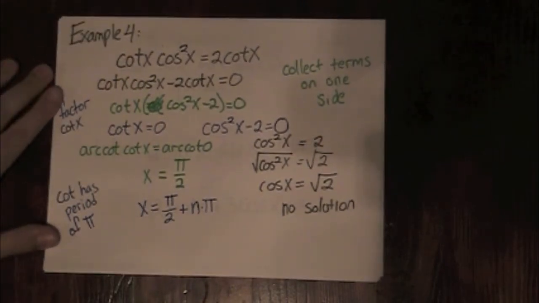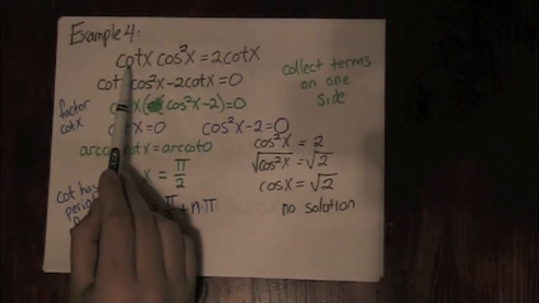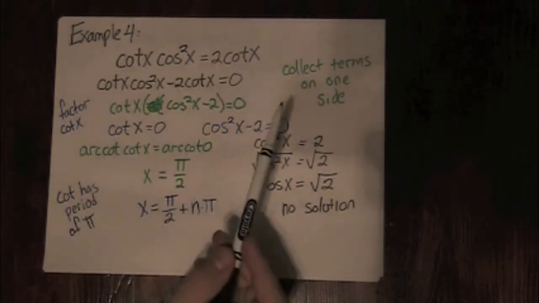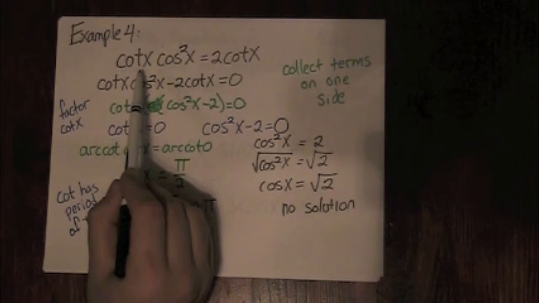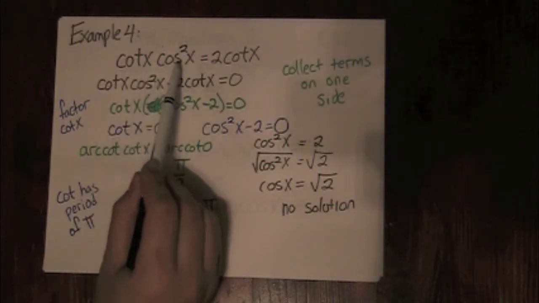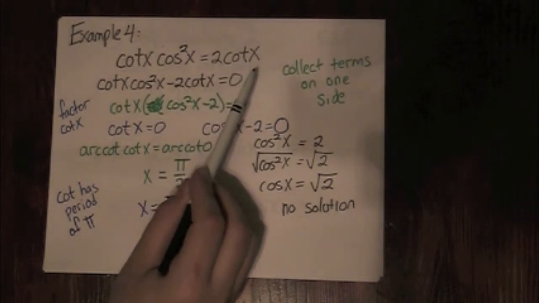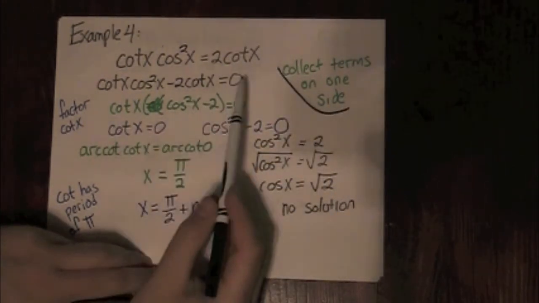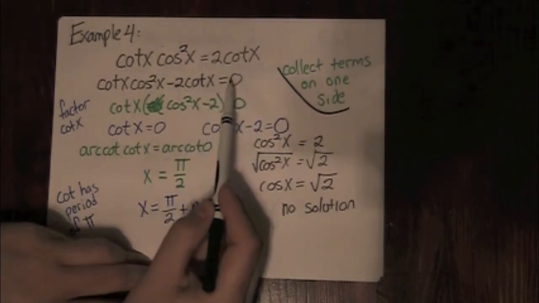For our last example, let's look at a problem that's more complex still. This time we have both cotangent and cosine being used in the equation. Let's take a look. At first I have cotangent of x times the cosine squared of x equals 2 times the cotangent of x. First, let's collect our terms to one side of the equation by subtracting 2 times the cotangent of x from both sides.